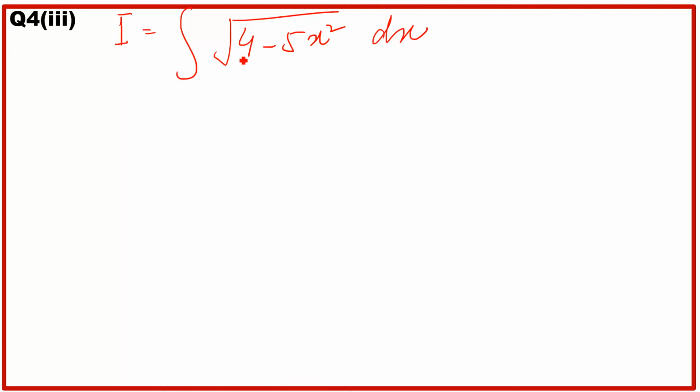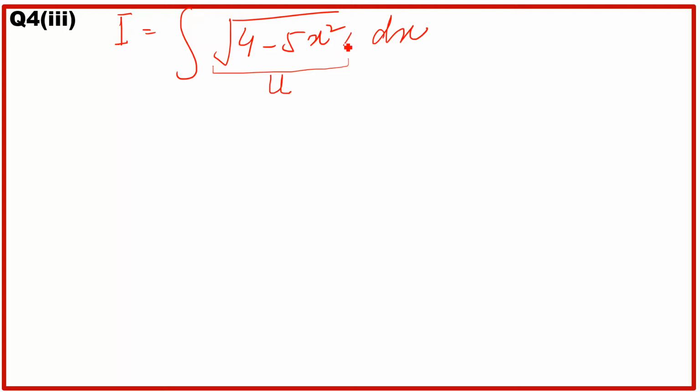But here we had a square, now we have 4. And here we had x square, we had an extra coefficient, which is 5. So I will show you how to solve it. This again we will solve by parts. So this is the first function u.